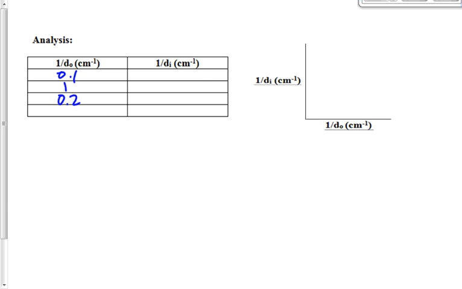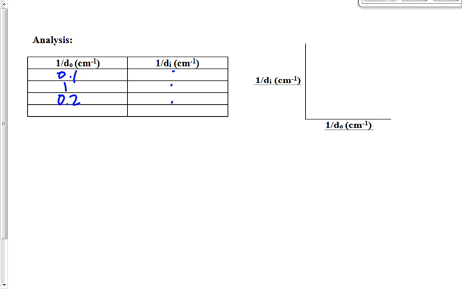And you can do that really quickly on your calculator by hitting the x to the minus 1 button, or you could type in your original data table on Excel and have Excel do it for you, as long as you create the formula. Do the same thing with dI. Create a 1 over dI column. Notice the units here. If dO and dI were centimeters, then 1 over dO and 1 over dI would be per centimeters, right? Or centimeters to the minus 1.